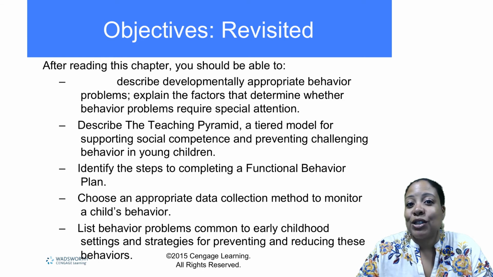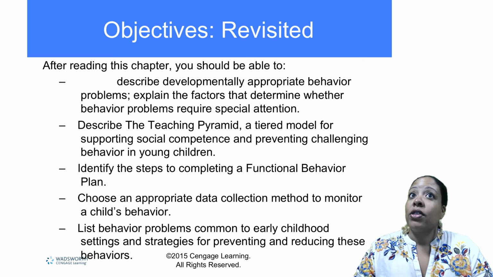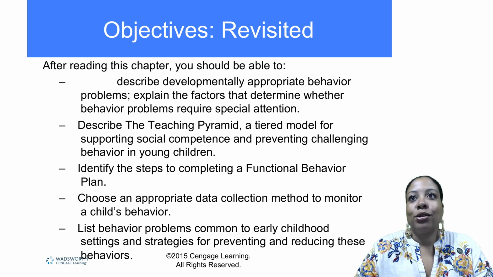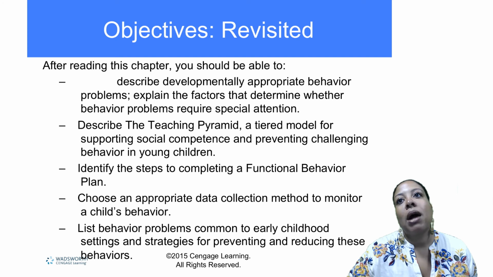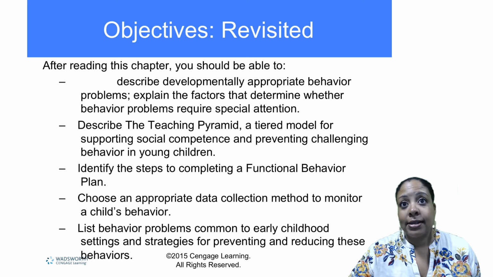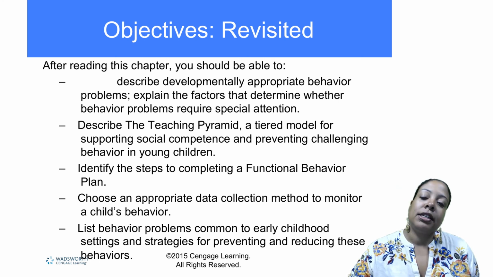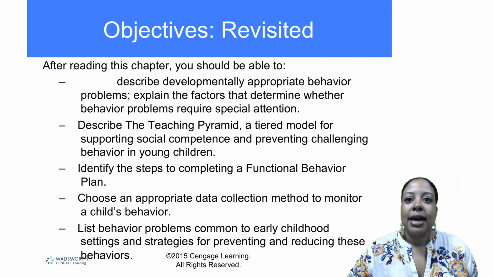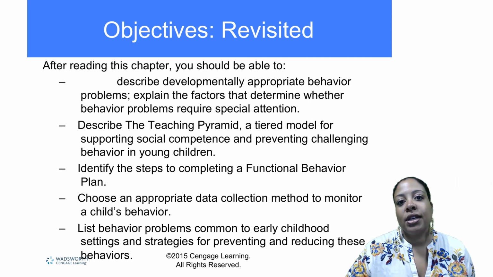All right, so we've covered a lot in this chapter. So here are the objectives once again. After you have read this chapter, you should hopefully now be able to describe developmentally appropriate behavior problems, explain the factors that determine whether behavior problems require special attention, describe the teaching pyramid, a tiered model for supporting social competence and preventing challenging behavior in young children, identify the steps to completing a functional behavior plan, choose an appropriate data collection method to monitor a child's behavior, and list behavior problems common to early childhood settings and strategies for preventing and reducing these behaviors.